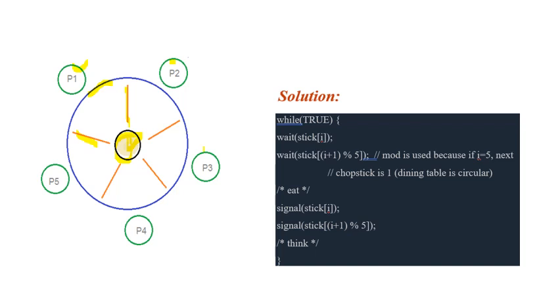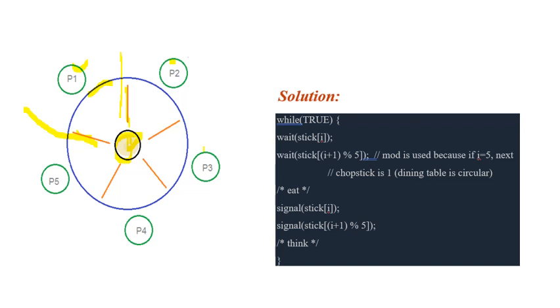The possible solutions for this might be that the philosopher must be allowed to pick up the chopsticks only if both the left and right chopsticks are available. Suppose if P1 is there, only if his left and right chopsticks are available should we allow him to pick up.